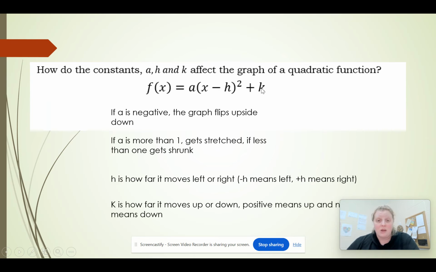And then your K value, that is how much you move up or down when you go to graph. So if it's positive, you move up, and if it's negative, you move down. So for example, if this said +4, you would move up 4, and if it said -4, you move down 4. So those are just all the rules that we really need to memorize if we are to do the next section in our notes. So you have to kind of know what's going on with your graph, even if you're not actually graphing it.